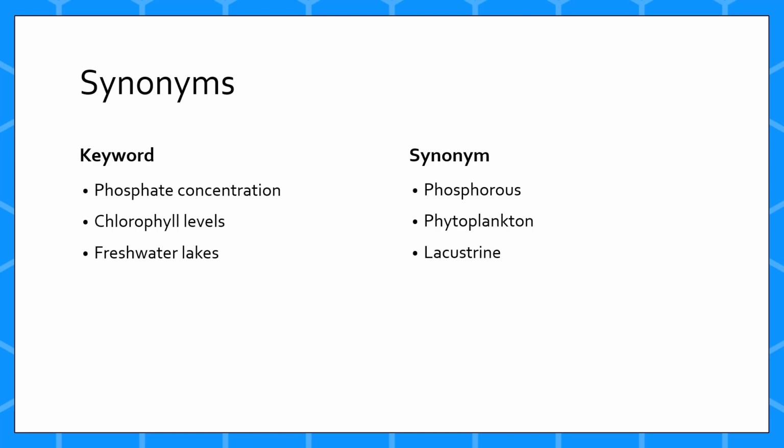There are a lot of ways to talk about the same topic, and not every scholarly paper will be using the same words, so think of some synonyms for your concepts. Some possible synonyms here are phosphorus, phytoplankton, and lacustrine. You may also find some useful synonyms while looking through your search results, which you can then add into a refined search.